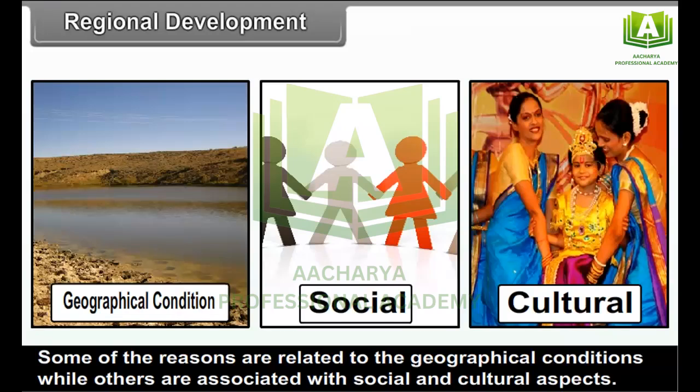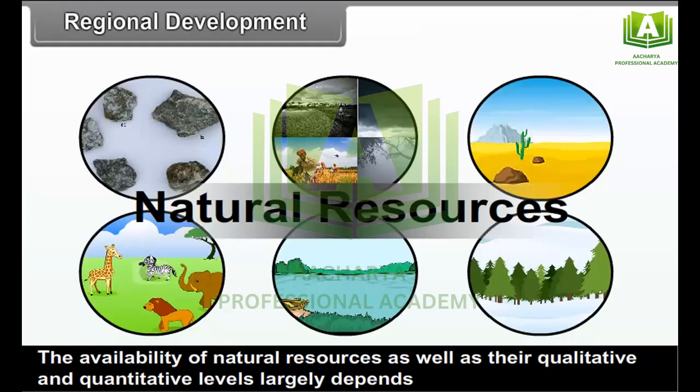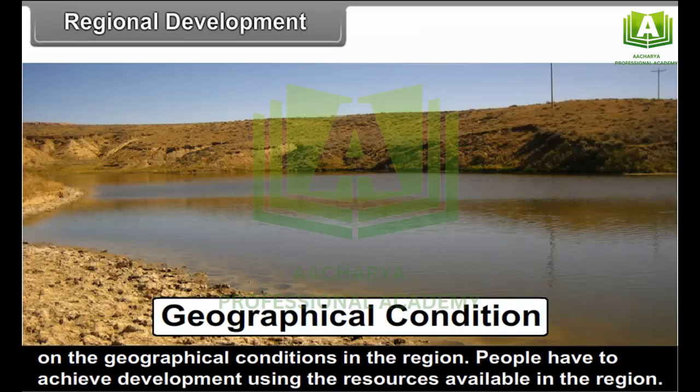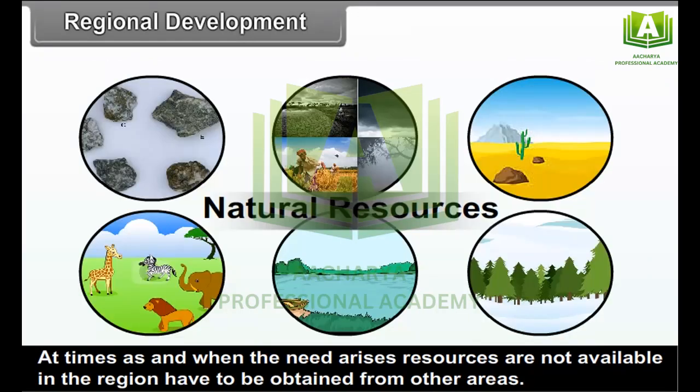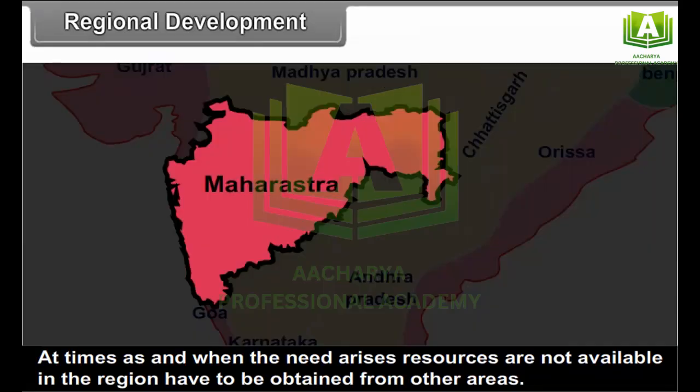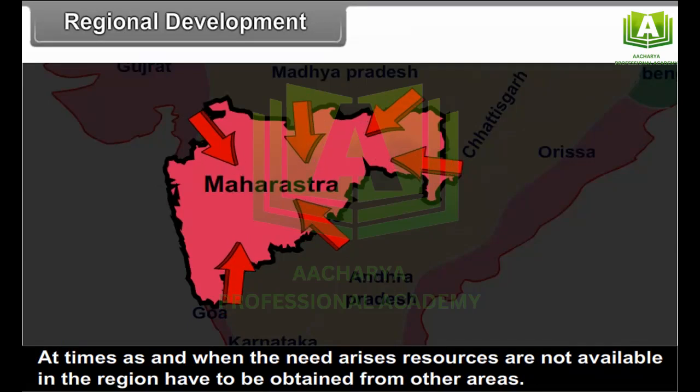Some of the reasons are related to the geographical conditions, while others are associated with social and cultural aspects. The availability of natural resources as well as their qualitative and quantitative levels largely depend on the geographical conditions in the region. People have to achieve development using the resources available in the region. At times, as and when the need arises, resources are not available in the region, and have to be obtained from other areas.